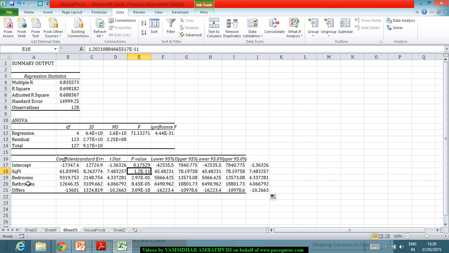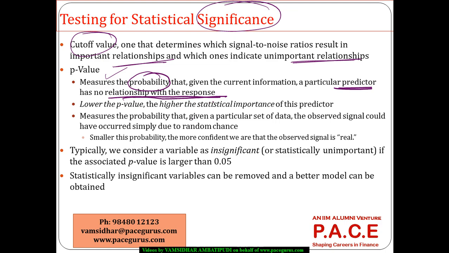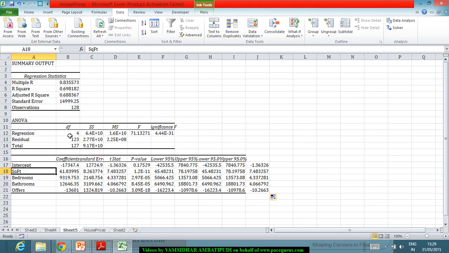That is the probability that square feet has no relationship with the price, which means there is a large possibility that square feet is related to the price. Here also it is like 0.000297 chance that bedrooms has no influence on the price. Similarly, 0.0000845 that bathroom has no influence on the price.